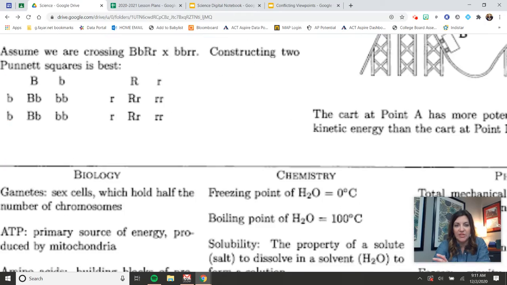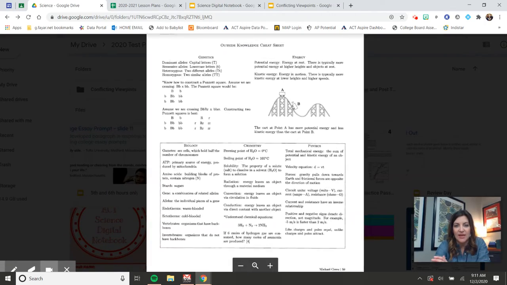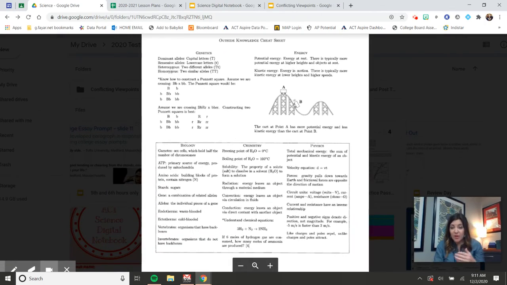I kind of briefly alluded to the fact that they do sometimes ask outside knowledge questions. If I miss a question, it's usually this outside knowledge question, because it's been 15 years since I've had a science class, so I've forgotten some of this. So I found this cheat sheet, and it's like, here's the science they ask you about the most.